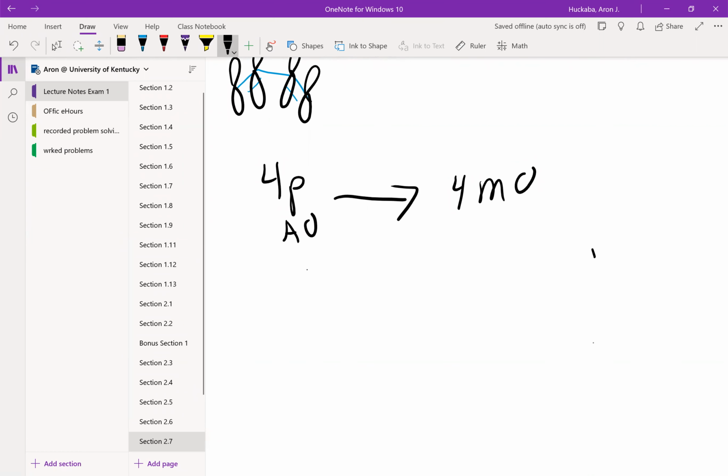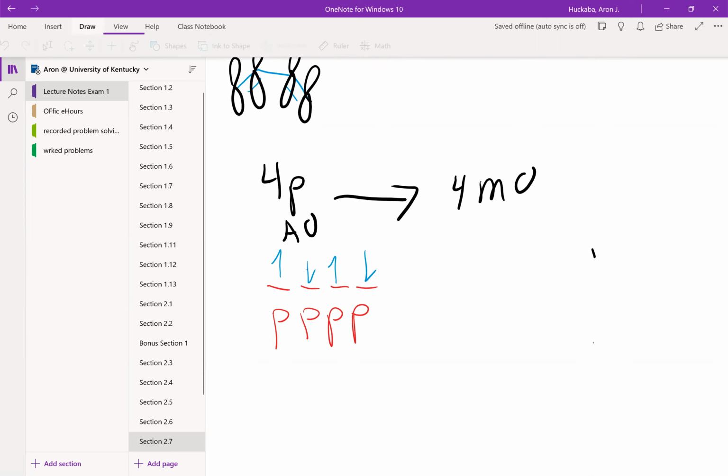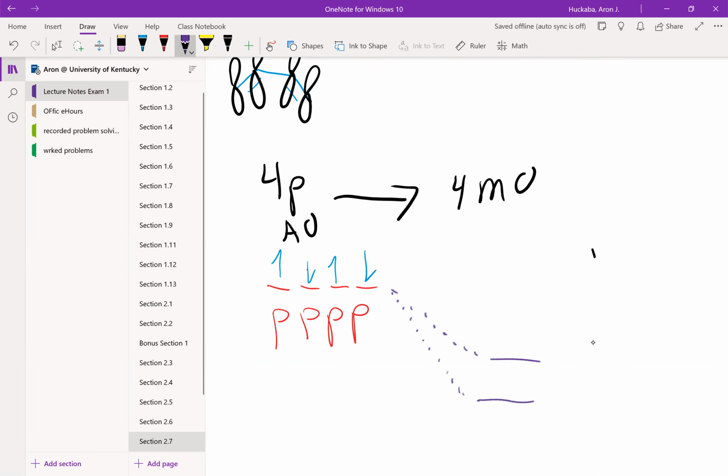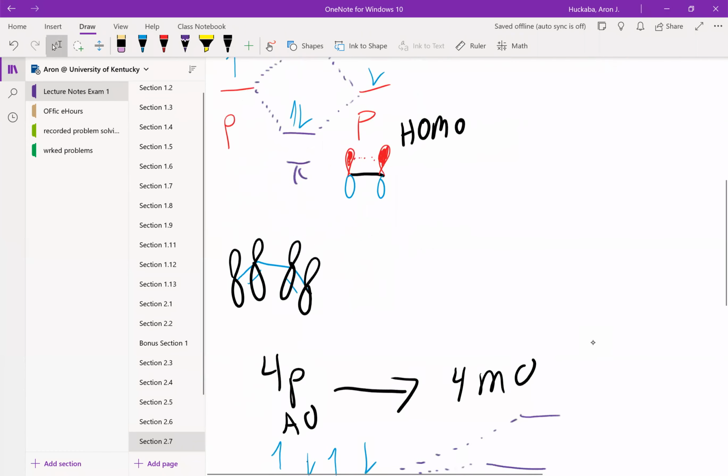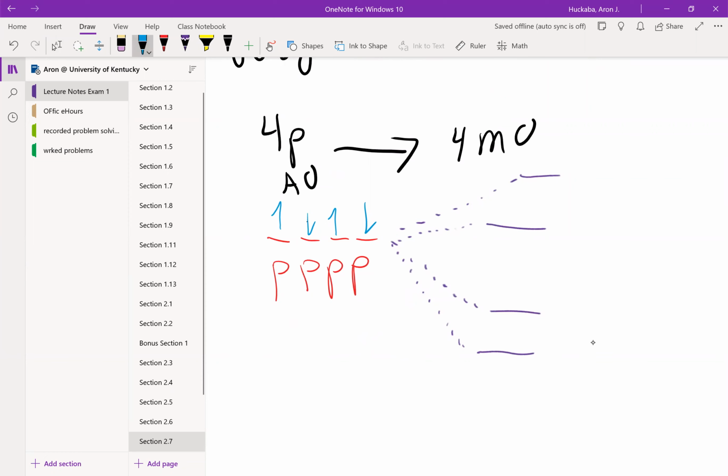So we know that we're going to have 4 p orbitals, 1, 2, 3, 4. They all have one electron inside of them. And when we mix them all together, we're going to get a very low energy, less low, much higher, and a very high energy state. So let's look at what these actually might be in the same way as we did above in the molecular orbital diagram.